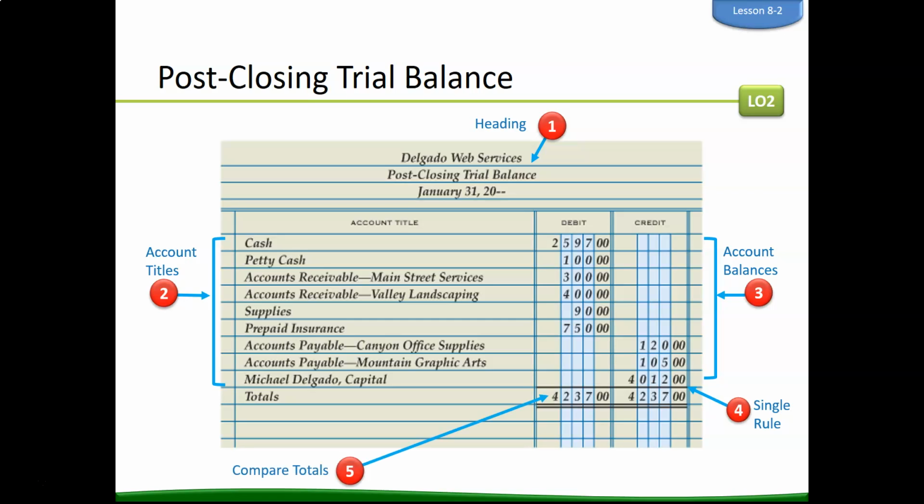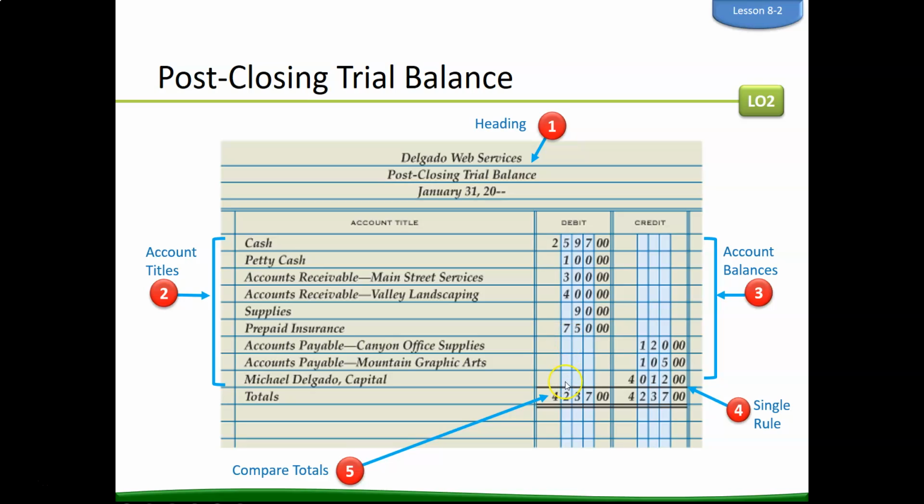In this case, debits and credits are equal. They're $4,237. If they were not equal, you'd want to go back and figure out: did I transpose a number somewhere in here? Did I miss a number? Did I not close something out right?